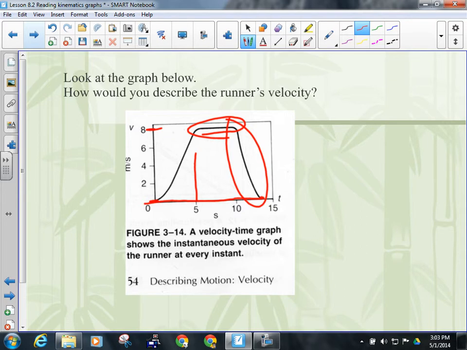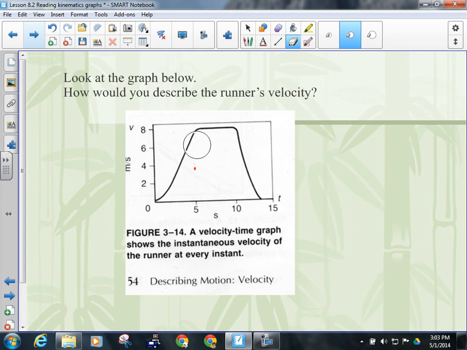Now, what if this graph, instead of ending where it does there at time 14 seconds, what if it continued on and did this? Right. Nope, not going into the ground. They're running along the ground. But it would mean that they slowed down, and then started running backwards.